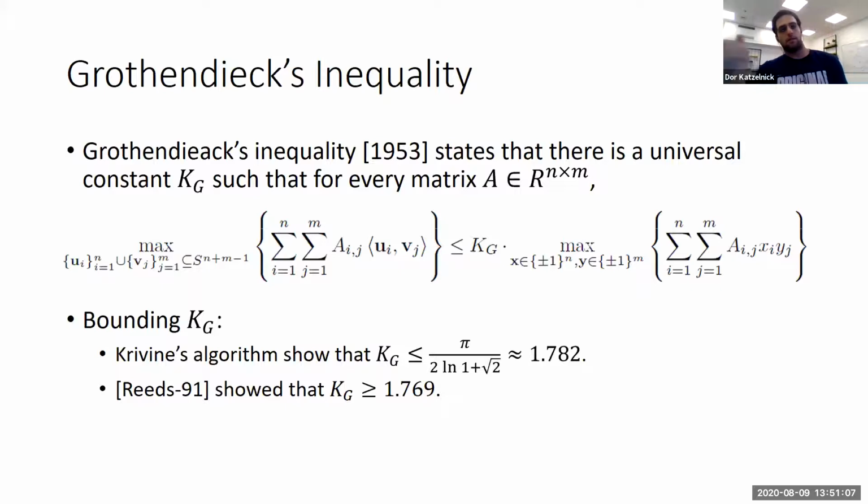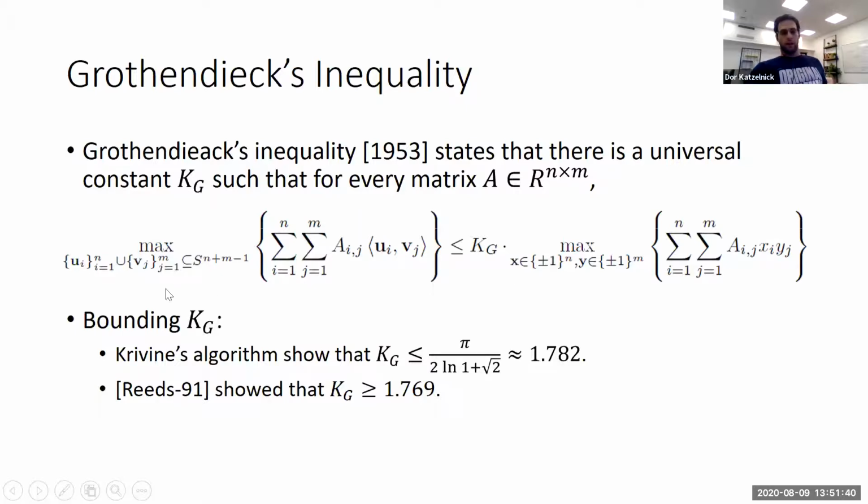And what Grothendieck's inequality says is that there is a universal constant, K_G, such that for every matrix A, the following inequality holds. So on the right side, what do we have? We have this value. We want to find the vectors x and y that maximize this form. This is the bipartite quadratic form. This is exactly what we had in the previous slide.